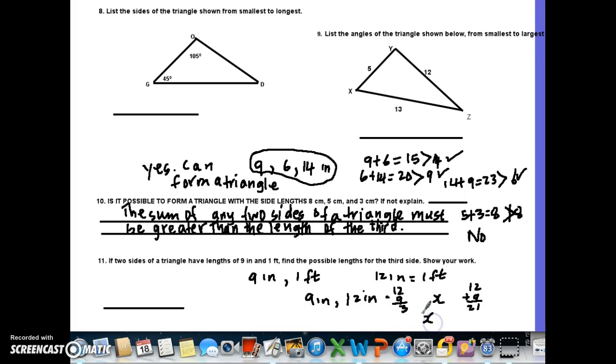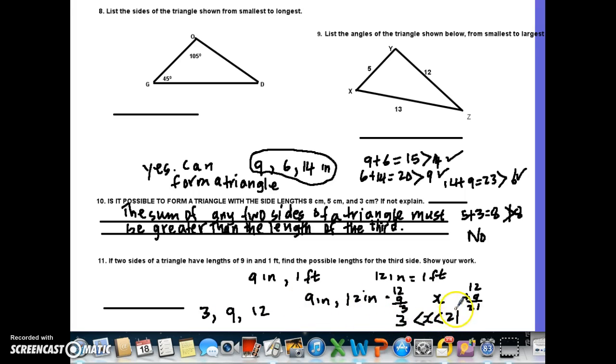So you report your answer as follows. You say x, or the third side length, can be greater than 3 and less than 21. Okay? You might say, well, how about 3? Could it be 3? Well, let's examine that. If one were 3 and the other two were 9 and 12, talking about inches, what would that mean? It would mean 3 plus 9 is 12. That's not greater than 12, so that wouldn't work. It would have to be greater than 3, like say 4. 4 plus 9 is 13. 13 is greater than 12.